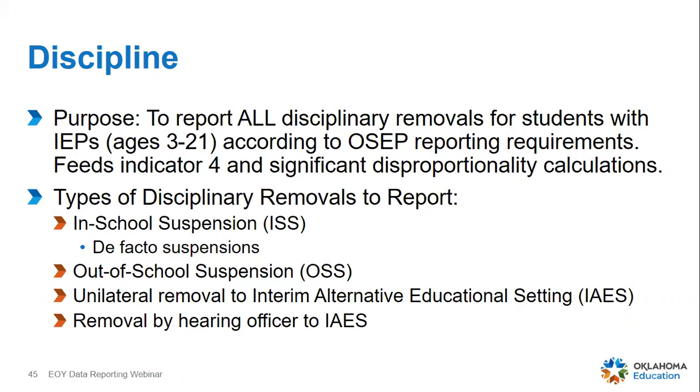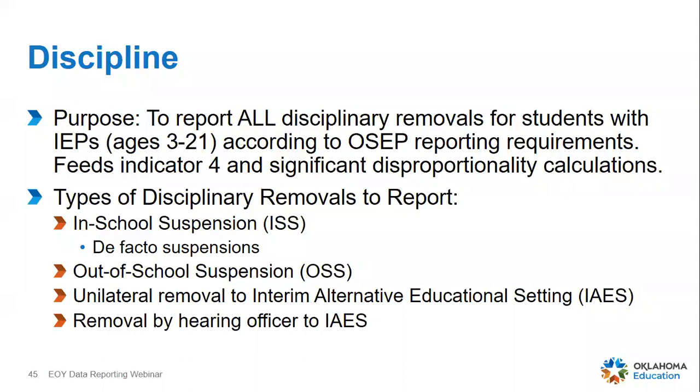Okay, anytime a student is removed from their regular placement for disciplinary reasons, and that will affect your in-school suspension reports. So whether or not your district or your school reports these as suspensions, you have to report them as suspensions for federal reporting purposes. Okay, this feeds indicator 4, and it feeds the significant disproportionality calculations.